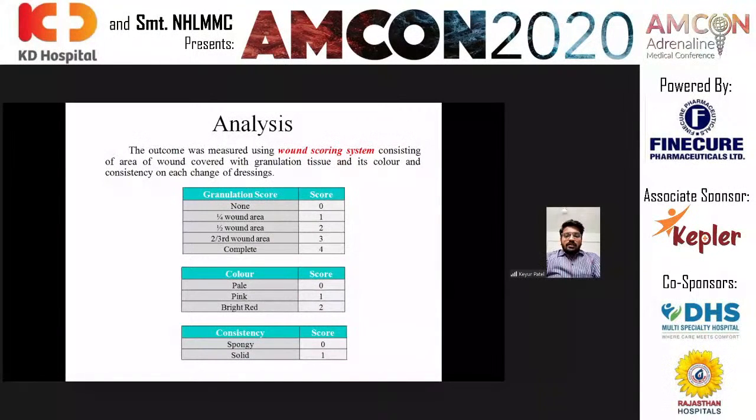Analysis. In the study, we graded all the wounds using the wound scoring system, which was based on the area of the wound covered with granulation tissue, its color and consistency. Wounds having no granulation tissue were given a score of 0, and wounds with complete granulation tissue were given a score of 4. Similarly, depending on the color and consistency, grading was given. Next.